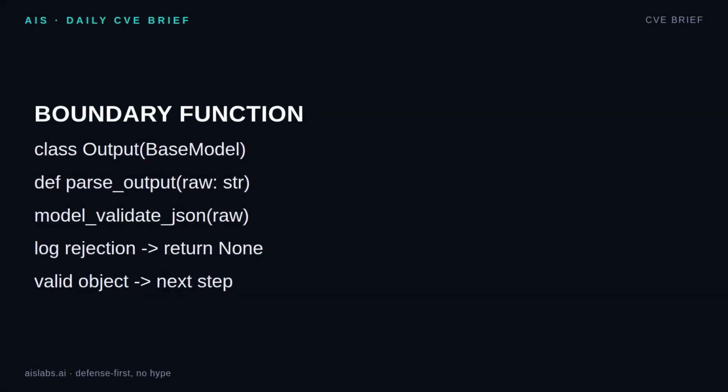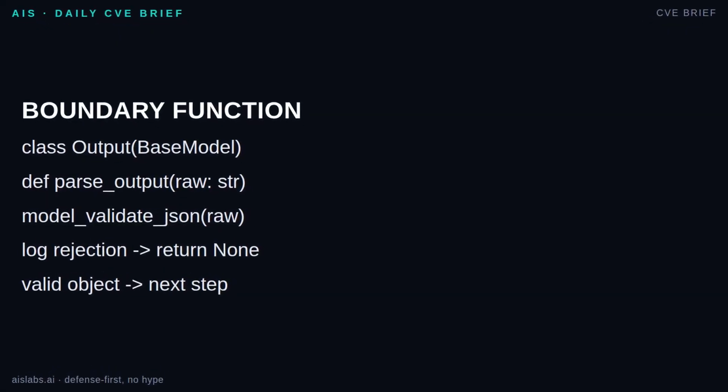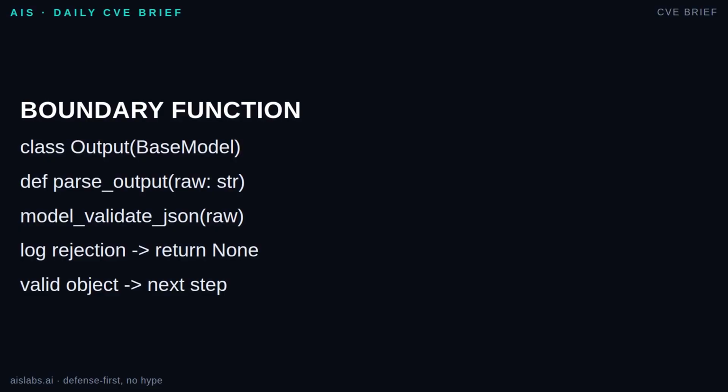The build is one boundary function. First, define a typed model for the exact response you will accept. In Python, Pydantic is the common choice. In TypeScript, Zod plays the same role. One typed model becomes three things: parser, validator, and documentation for future you. Second, put all model output through parse output, raw string to output or none. Third, catch validation errors at that boundary. Fourth, log the raw response, the error summary, the prompt version, and the model name. Fifth, return no object on failure. Do not partially continue. Bad data caught at the boundary cannot spread.